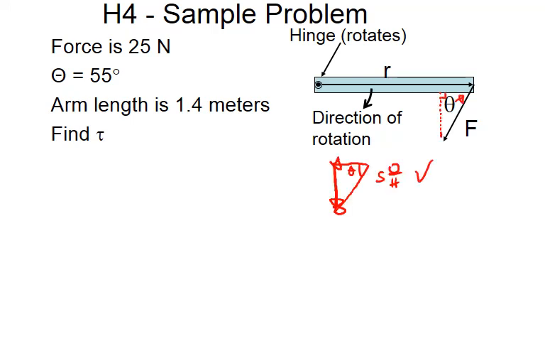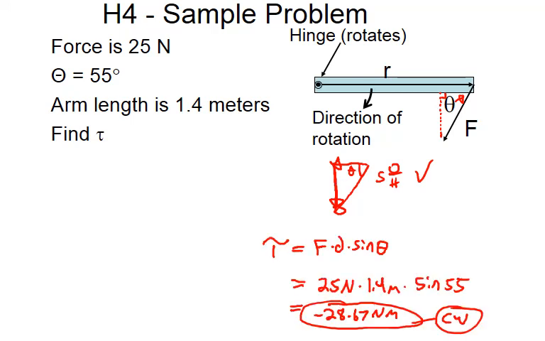Okay, so the trig works out. The opposite side is what we need, and that's the angle that we're given there. And we end up getting a torque of negative 28.67 newton meters because it's going to rotate clockwise, and we get negative torque with clockwise.